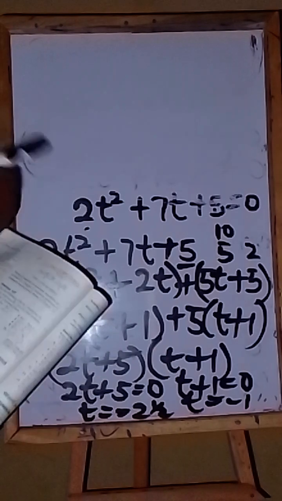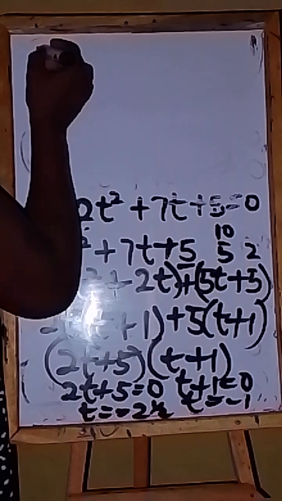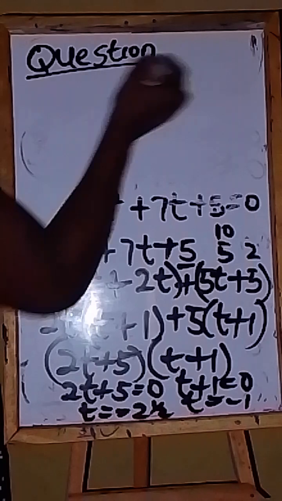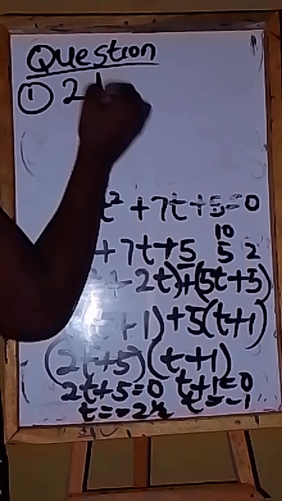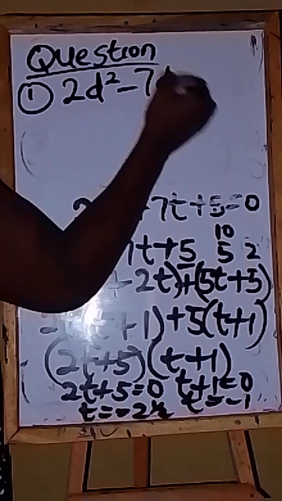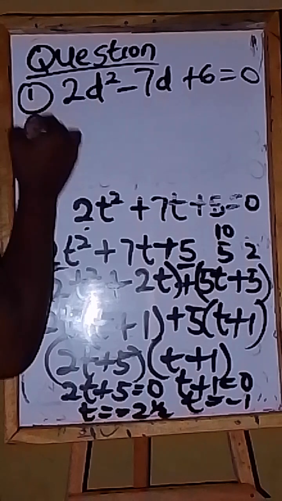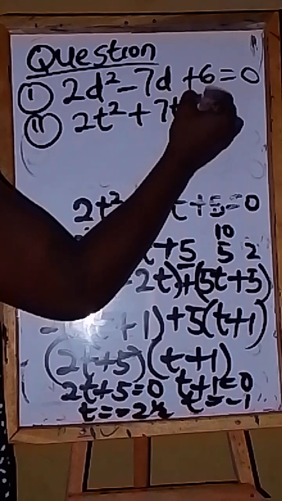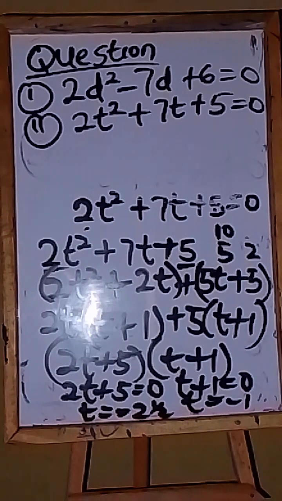So what are the questions? We have: 1. 2d squared minus 7d plus 6 equals to 0. 2. 2t squared plus 7t plus 5 equals to 0. These are the two questions. Try them.